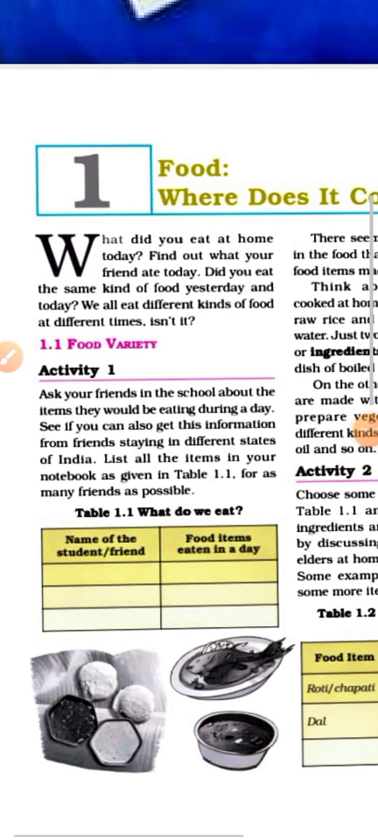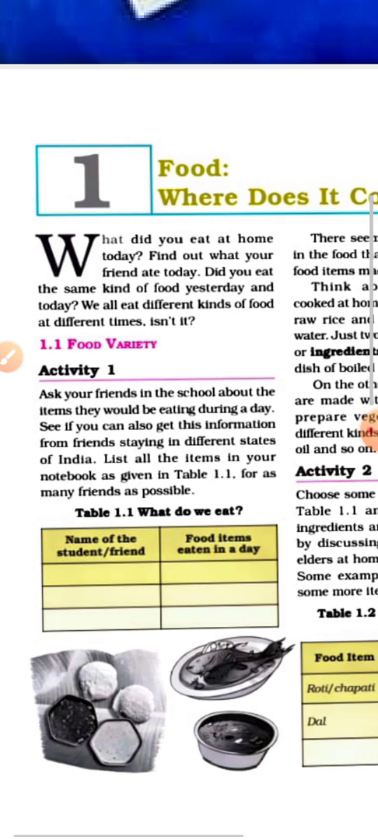Ask your friends in the school about the items they would be eating during a day. What they eat during a day. See if you can also get this information from friends staying in different states of India. List all the items in your notebook as given in table 1.1 for as many friends as possible.